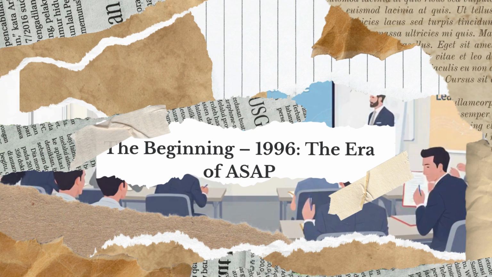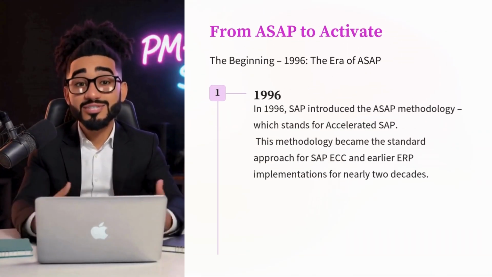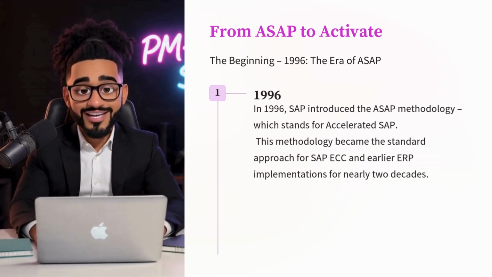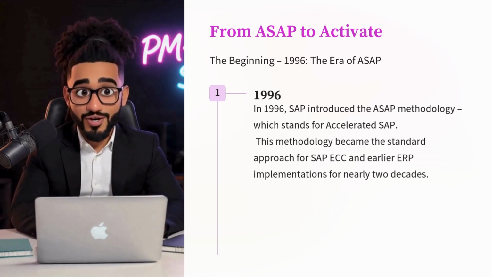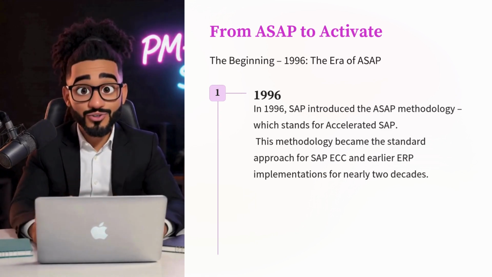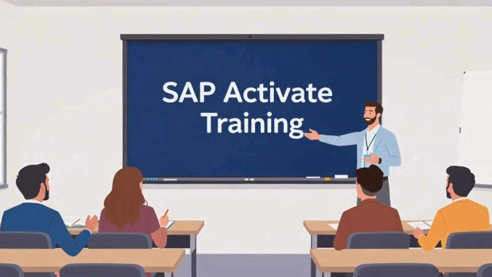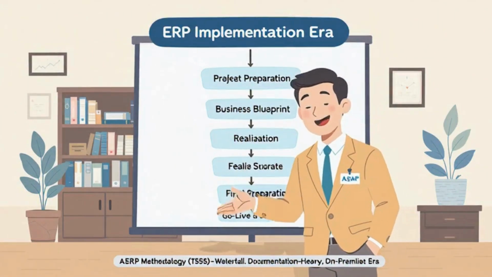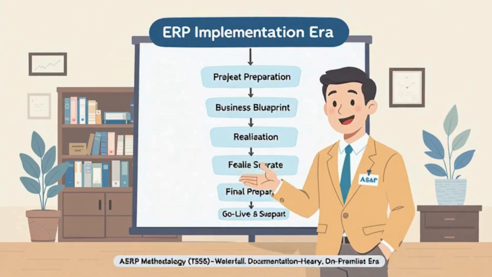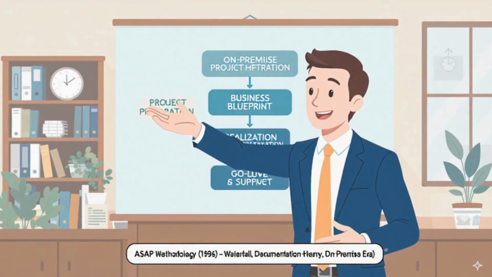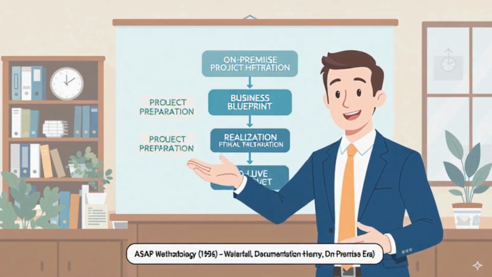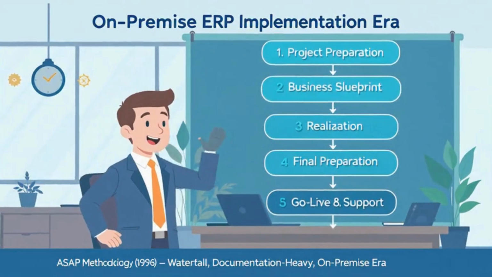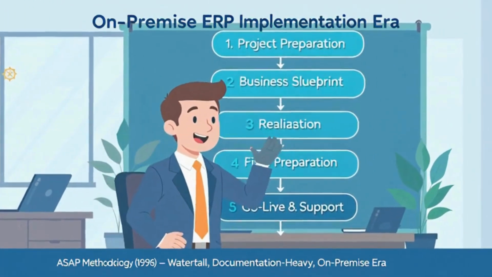In 1996, SAP introduced the ASAP methodology, which stands for Accelerated SAP. This methodology became the standard approach for SAP ECC and earlier ERP implementations for nearly 2 decades. ASAP followed a structured, phase-based waterfall approach, which included 5 main phases: project preparation, business blueprint, realization, final preparation, and go-live and support.